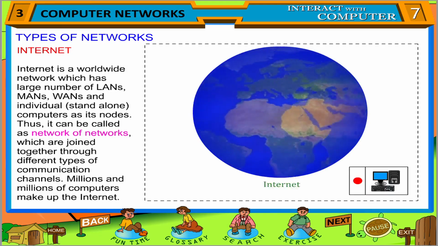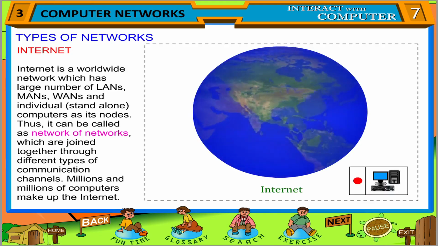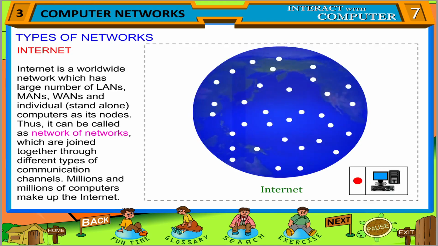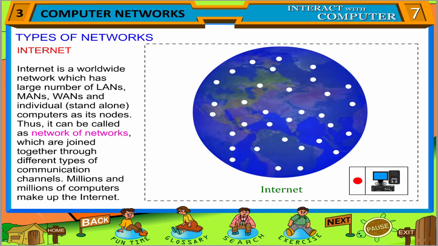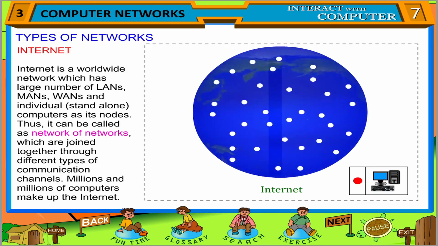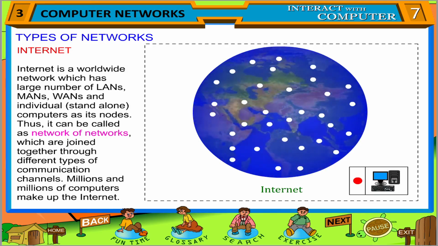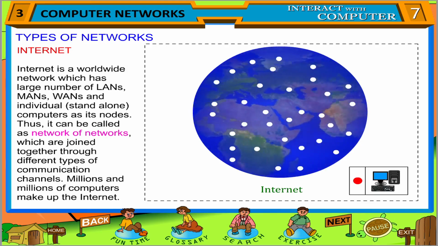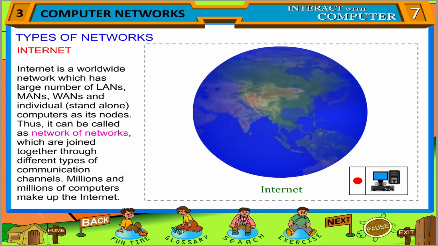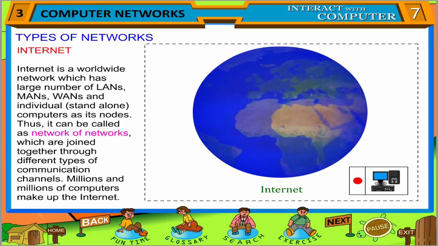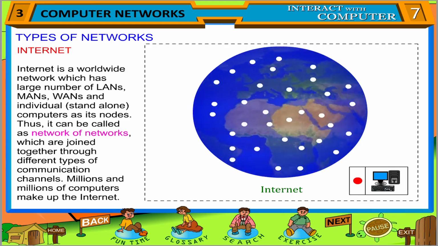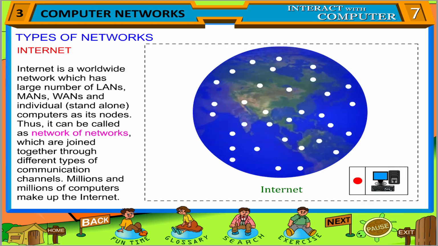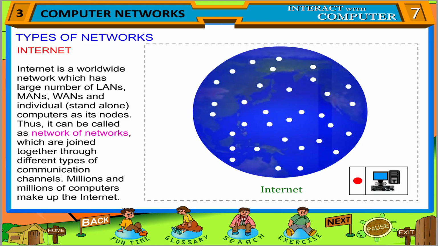Internet. Internet is a worldwide network which has a large number of LANs, MANs, WANs and individual or standalone computers as its nodes. Thus, it can be called a network of networks which are joined together through different types of communication channels. Millions and millions of computers make up the Internet.